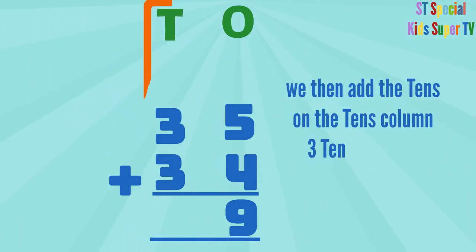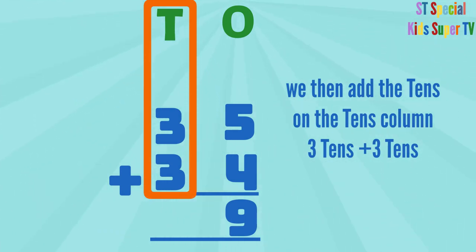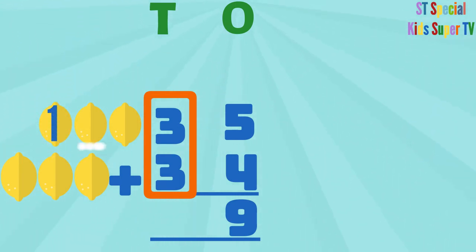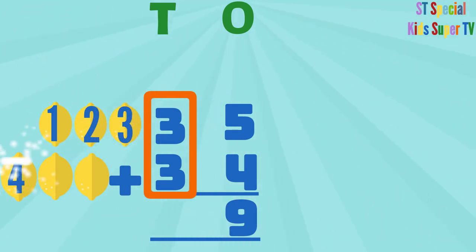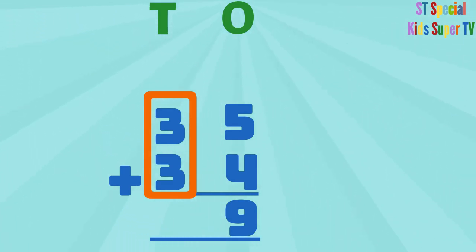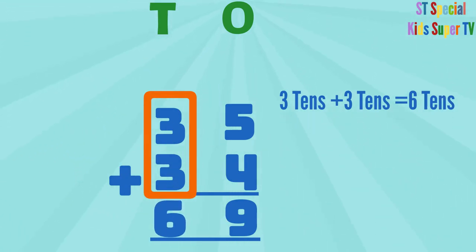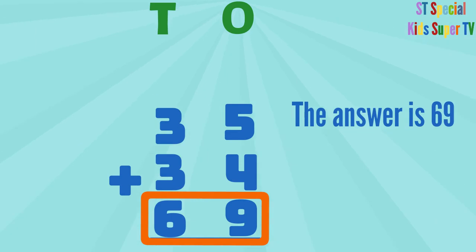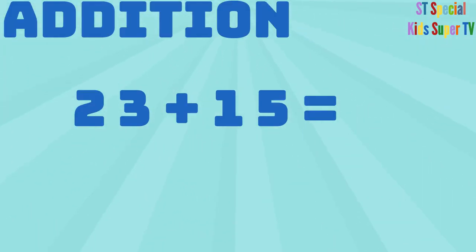We then add the tens on the tens column. 3 tens plus 3 tens. 1, 2, 3 lemons plus 1, 2, 3 lemons equals 1, 2, 3, 4, 5, 6 lemons. That means 3 tens plus 3 tens equals 6 tens. Therefore, 35 plus 34 equals 69.